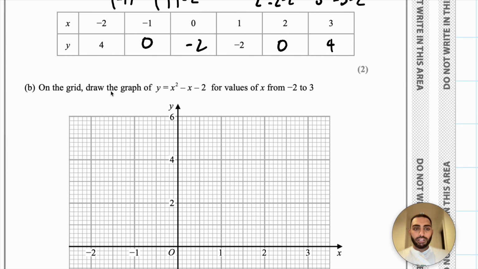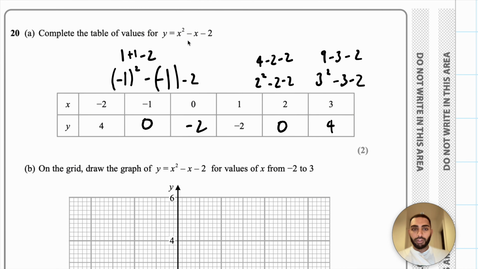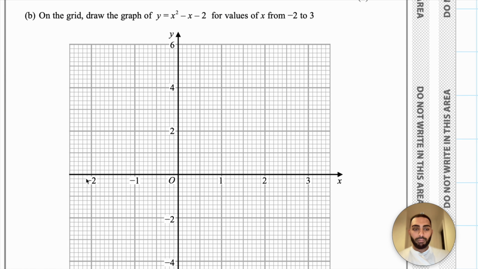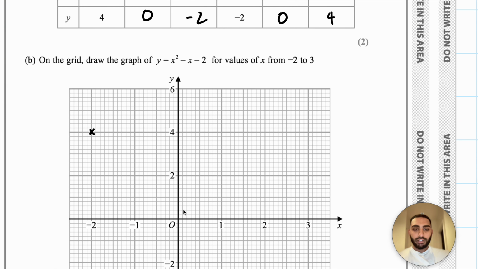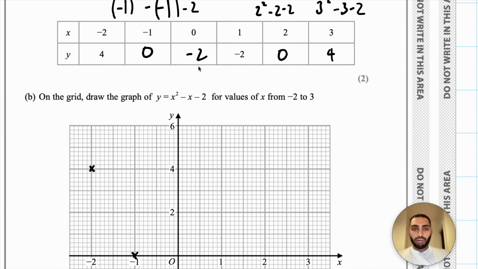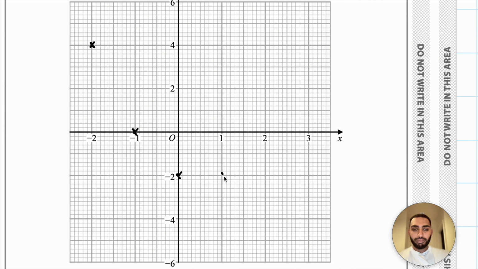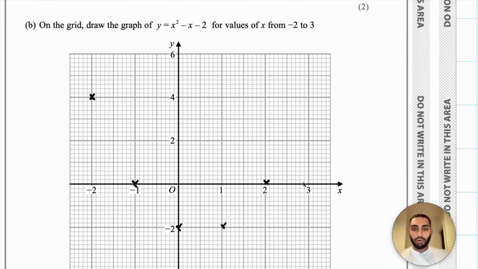Part B. On the grid, draw the graph of y equals x squared minus x minus 2 for the values x is minus 2 to 3. So we've already got a table of values for that equation. All we need to do is plot these points on. Start with -2 and 4. So -2 along the corridor of the stairs, -1 and 0, 0 and -2, 1 and -2, 2 and 0, and 3 and 4.